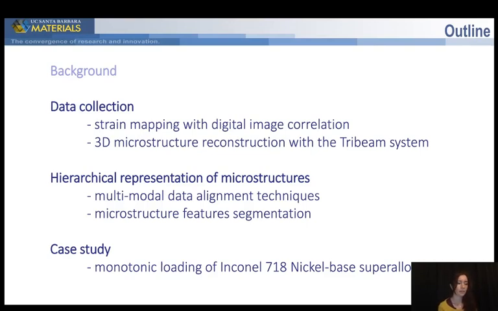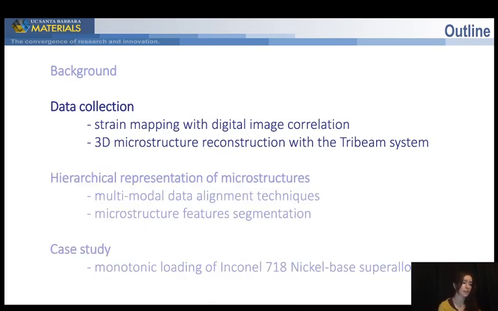So now that we have some background, here's the outline for the rest of my talk. I'll be talking about data collection and what kind of data we collect to actually study these kinds of mechanisms. And this will involve both experimental procedures and numerical procedures. And then I will detail the case study of strain localization during monotonic loading in a very famous nickel-based superalloy, which is called Inconel 718. So let's start right away with details about data collection.